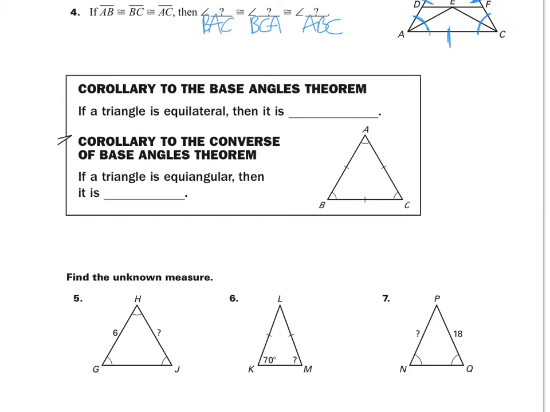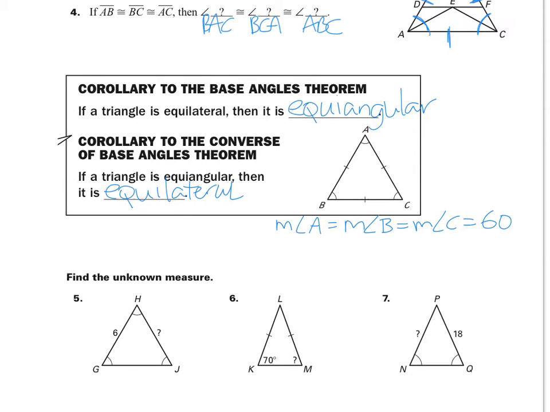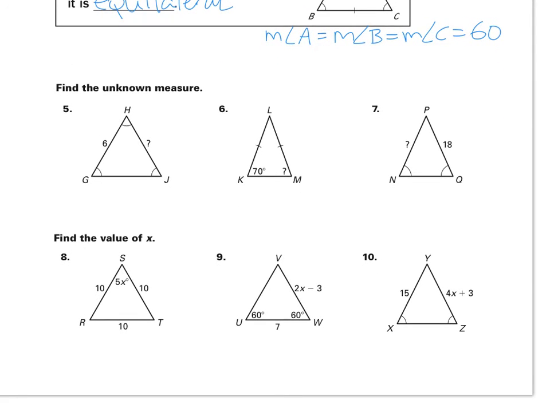It says if the triangle is equilateral, right, 3 congruent sides, then it is equiangular, 3 congruent angles. If it's equiangular, then it is equilateral. And the measure of angle A equals the measure of angle B, which equals the measure of angle C, which is 60 degrees. Okay? Finding unknown measures.